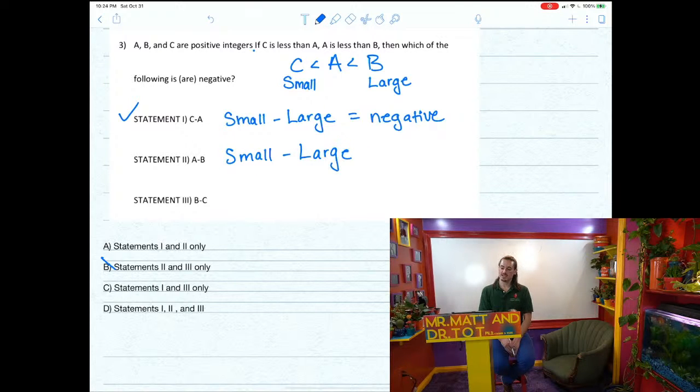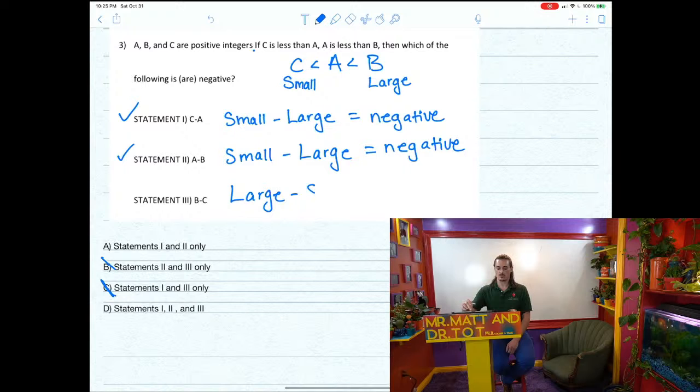We have B minus C, so we have a relatively large number minus a small number. That, if they're both positive, will always result in a positive outcome. So statement 3 is false, and our answer here is going to be 1 and 2 only. If you have any questions, then please let me know.